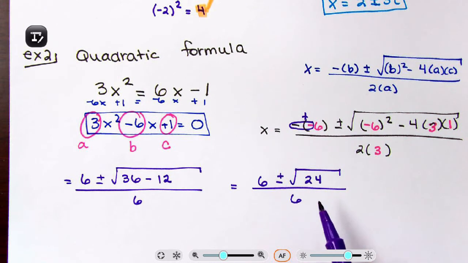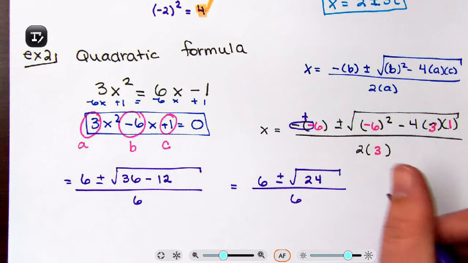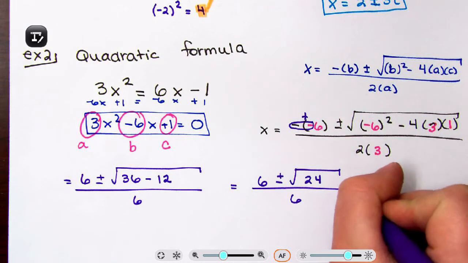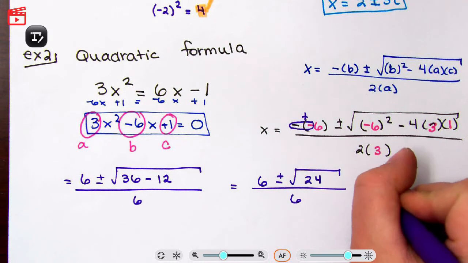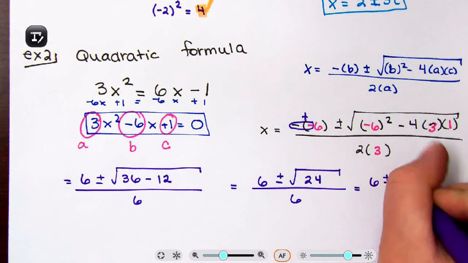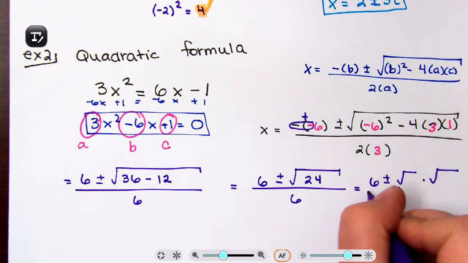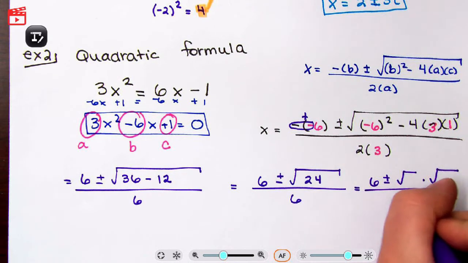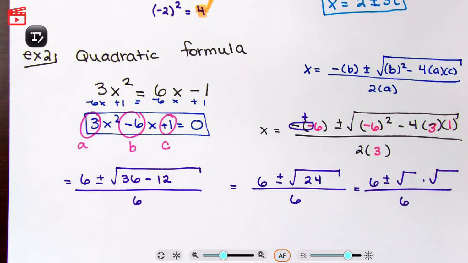However, it might not be pretty because 24 is not a perfect square. 25 is a perfect square, but 24 is not. So it's not going to be pretty, but at least it's not going to have any imaginary numbers in it. So let's factor this out. Let's use the product property to say what two numbers multiply to get 24, where at least one of them is a perfect square.